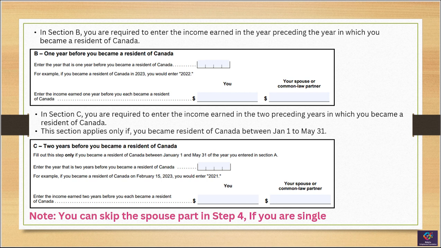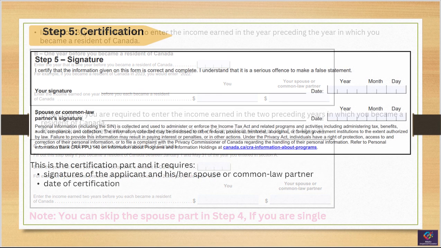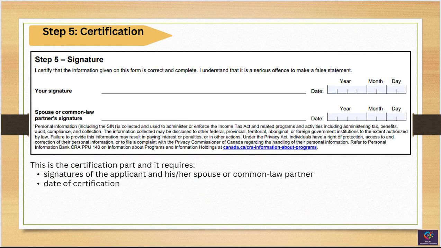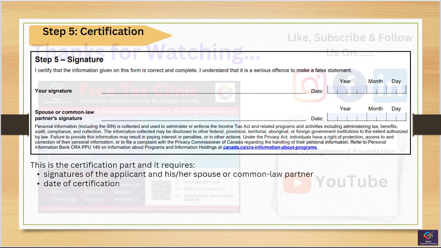Please note, in all sections A, B, and C, if you are married or common law partners, the income information is to be provided for both. If you are single, you can skip the spouse part. Finally, the last step is the certification part. Although the information provided is assumed to be true, you and your spouse must sign a declaration and put the date of signing. This is necessary as the information is collected under the relevant provisions of Canadian law.